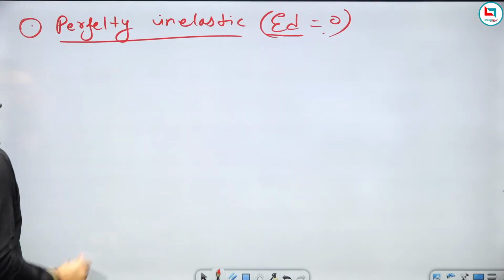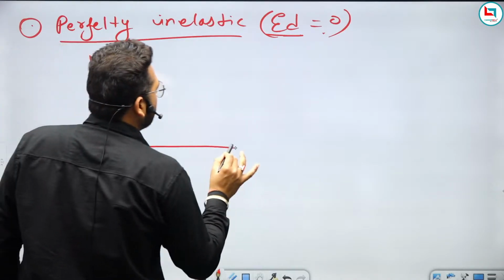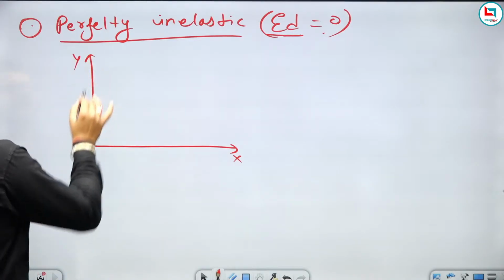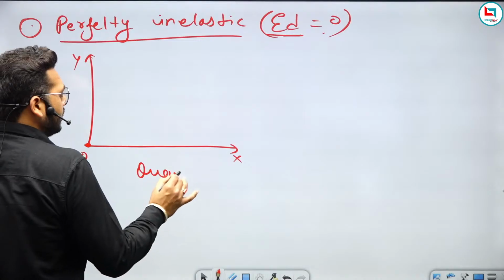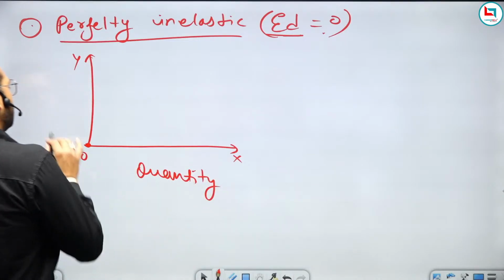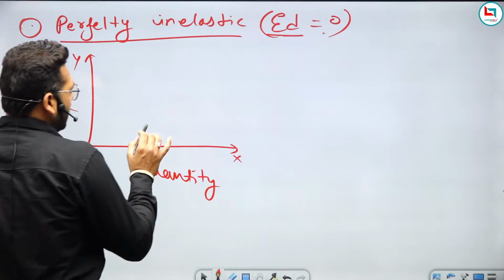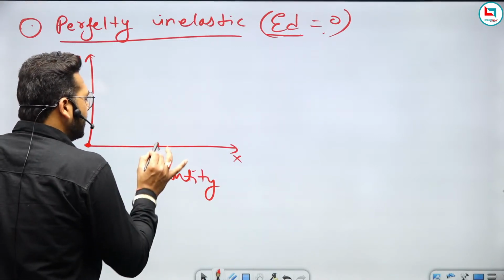Perfectly inelastic. Now what is the curve of this perfectly inelastic? Let's say this is the x-axis, this is the origin, and this is the y-axis. Here we can say this is quantity demanded, and here it is price. I am saying you are demanding this much quantity.